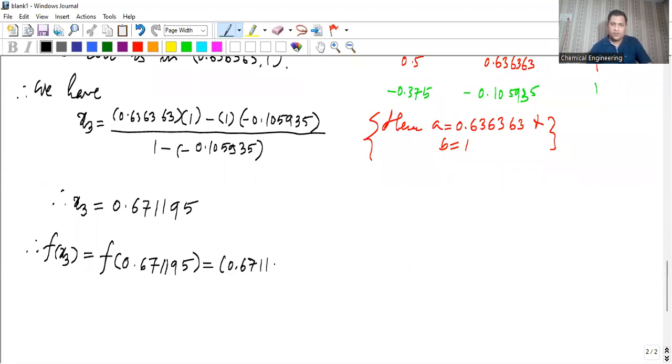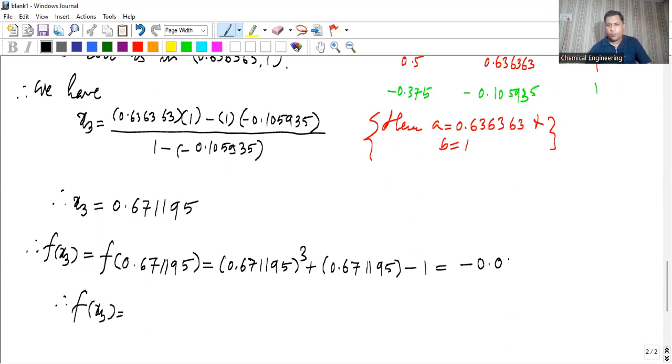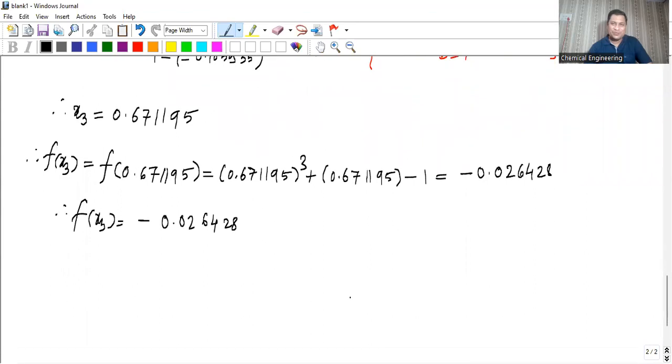Okay, so let us calculate the value of the function at this point: 0.671195 cubed plus 0.671195 minus 1. So f of x3 is minus 0.026428. Is it greater than 0 or less than 0? Less than 0.